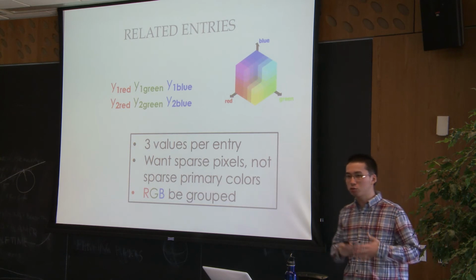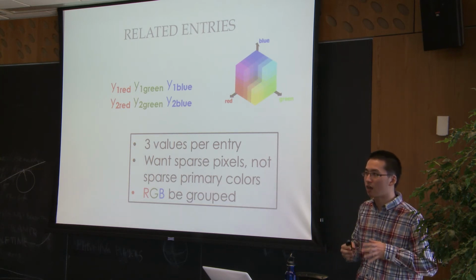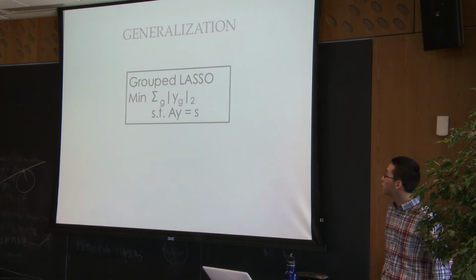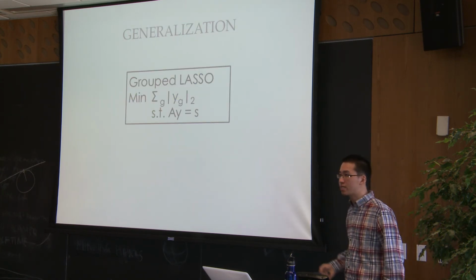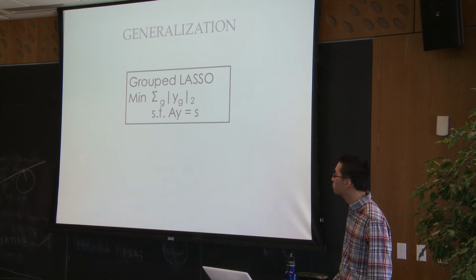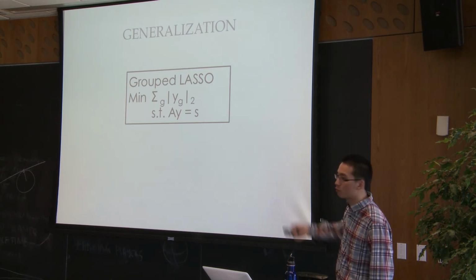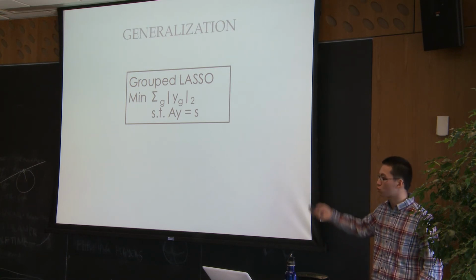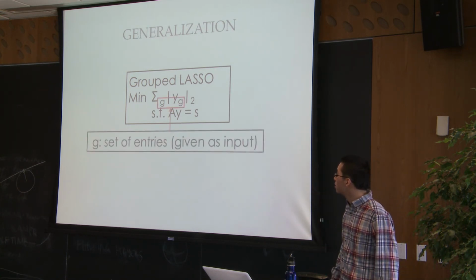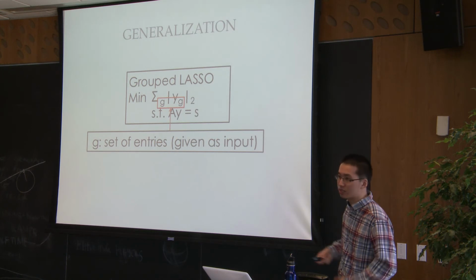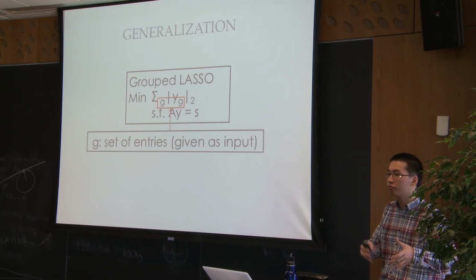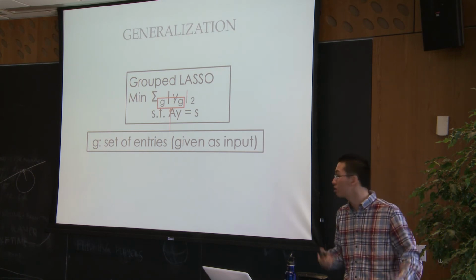So the idea is that you want to group some of the entries based on priors that you know about the setup of your space. And this led to the idea, well, this was also a known idea. This was the idea of group lasso. So you want to minimize, summing over some groups, the 2 norm of some subset of your values, subject to the same kind of constraints. Here the groups are given as part of your input, describing how coupled some of your entries are.